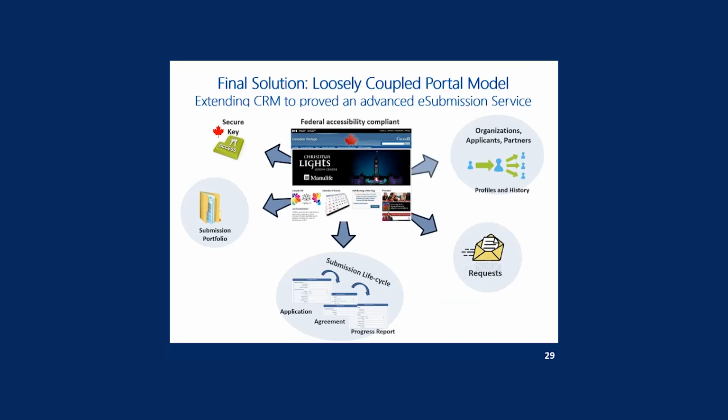Okay, so the final solution, the loosely coupled portal model that Heritage went with, extended CRM to provide an advanced e-submission service. So PCH, or Heritage Canada, chose to adopt a pre-built e-submission component that could be integrated with Dynamics CRM and could also incorporate the CRM portal features that Microsoft would be adding in the future. So if we look at the key capabilities of this service, it had a submission portfolio. Applicants can manage submissions to multiple programs. They could reuse submissions for, say, renewals and things like that.